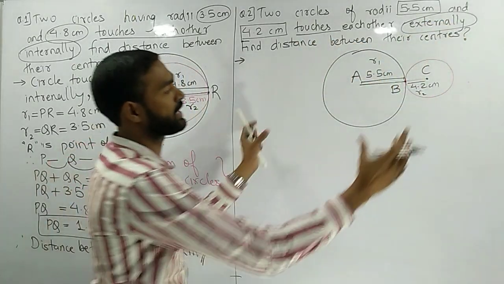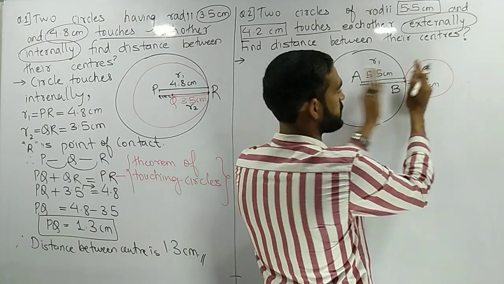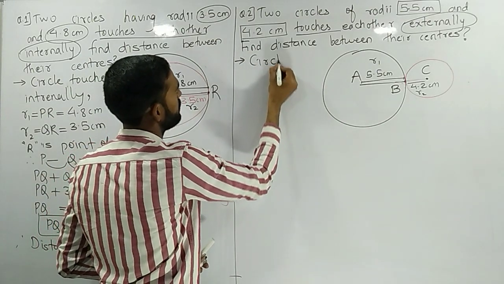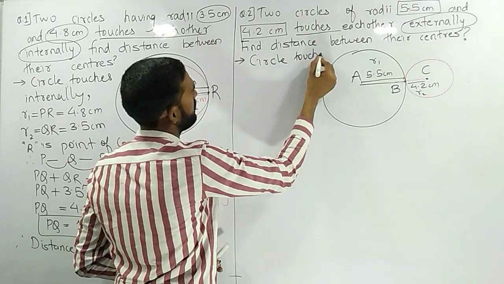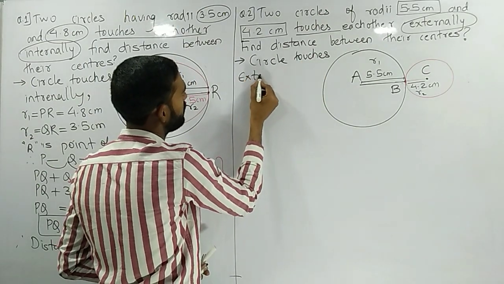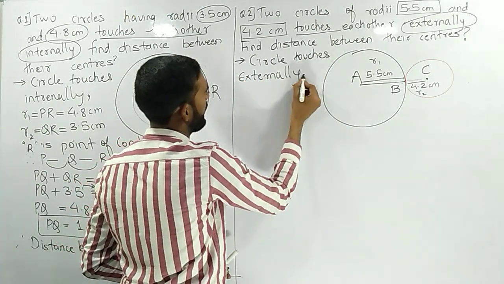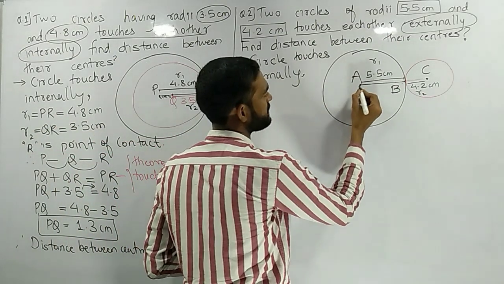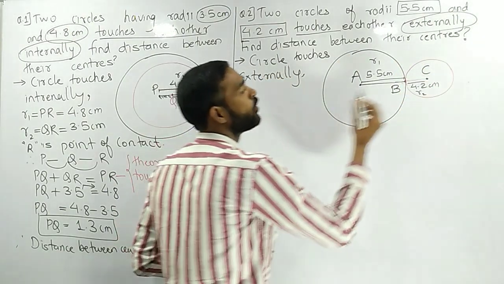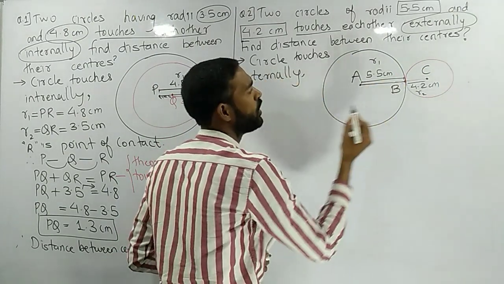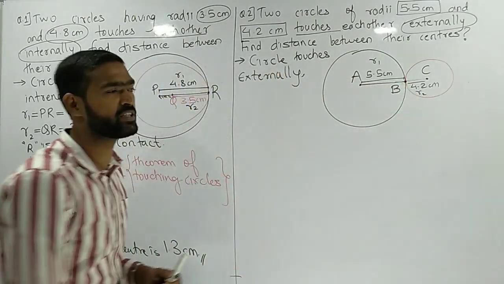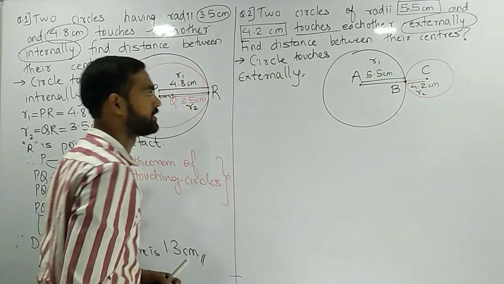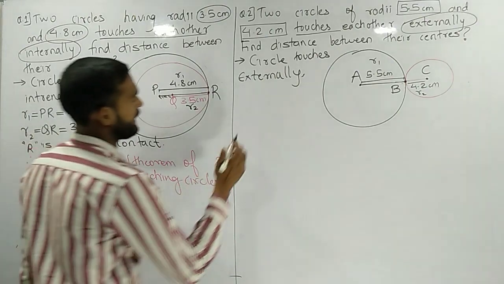Externally. So two circles touch each other externally, not internally. So we'll write here, circle touches externally. Right? Now, since they are touching each other, look. A is the center of the bigger circle. C is the center of the smaller circle. What about this point B? Point B is the point of contact of two circles.